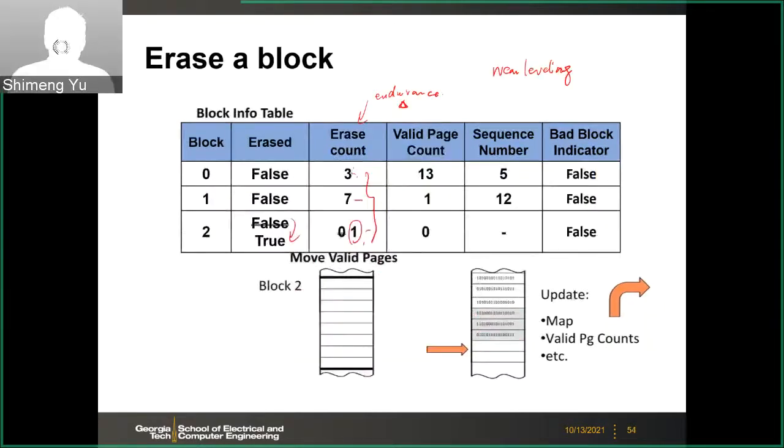So bad block means that block has been heavily used and become bad, not useful. And sequence number, actually, I don't know what that is, to be frank. So you can ignore that for now.